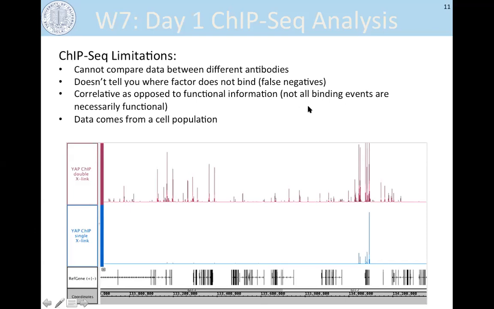The data is correlative as opposed to functional information. Not all binding events or putative binding events are necessarily functional. You have to do different experiments to determine that. Also, the data comes from a cell population, so interpreting binding on a cell-by-cell basis is not really possible from a bulk cell population, which is necessary for ChIP-Seq. We don't know exactly what the peak height signifies. It could be that a higher fraction of the cells have the binding in those sites, or it could be higher affinity in a small fraction of the cells.